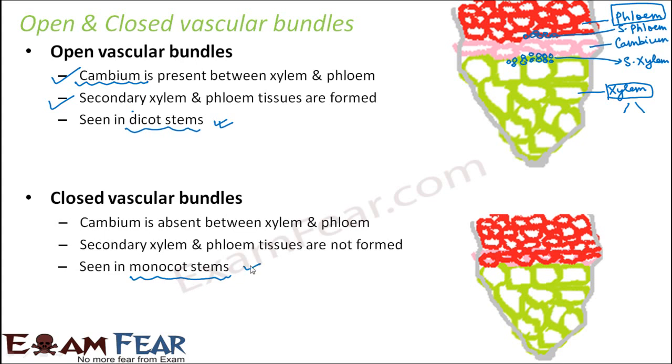So in monocot stems, no secondary xylem and phloem. Therefore, no secondary growth, because formation of secondary xylem and phloem causes increase in width. So in monocot stem, there is no increase in width, there is no secondary growth basically. So this is your open vascular bundle and closed vascular bundle.